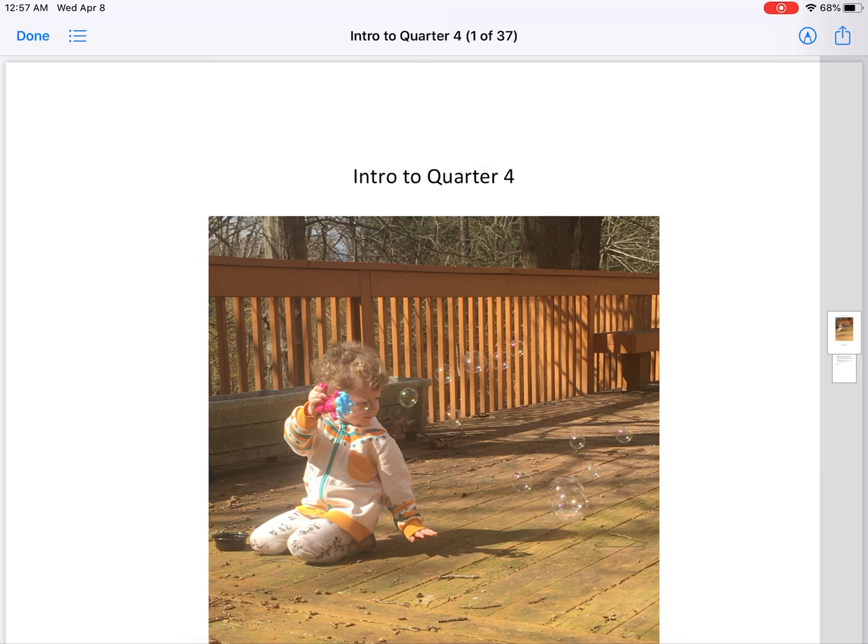I hope everybody is staying healthy and taking the time to do something enjoyable. Alice was able to go outside a little bit. You could see her here blowing some bubbles. Of course, quarantining and staying away from those large crowds. So hopefully you're having some time to be able to relax.